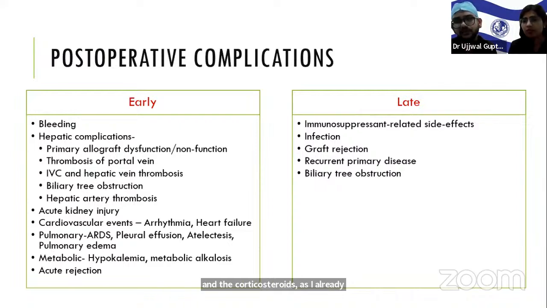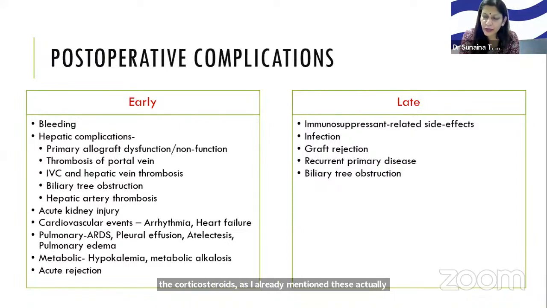These actually cause harm, so you always look at the tacrolimus levels. Week-wise tacrolimus levels are different. You monitor them and then adjust accordingly. Mycophenolate mofetil can cause bone marrow depression, so keep a lookout for that also. And of course, steroids can be used. There can be hyperglycemia secondary to the use of steroids.